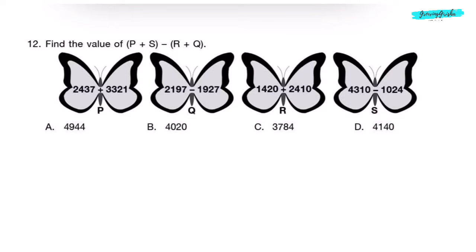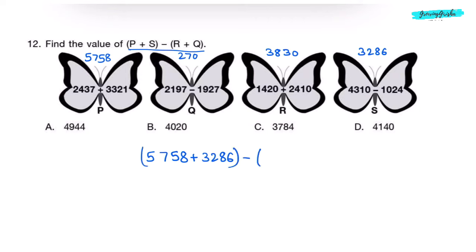Question 12. Find the value of P plus S minus R plus Q. Upon solving all the numbers, value of P will be 5758. Value of Q will be 270. Value of R will be 3830. Value of S will be 3286. Now we will put all these numbers in the equation. P plus S, 5758 plus 3286, minus R plus Q, 3830 plus 270.